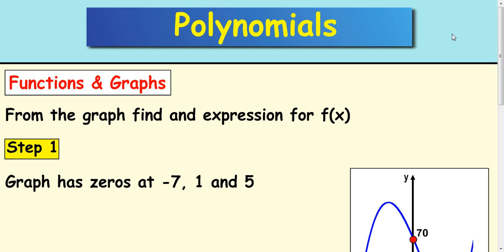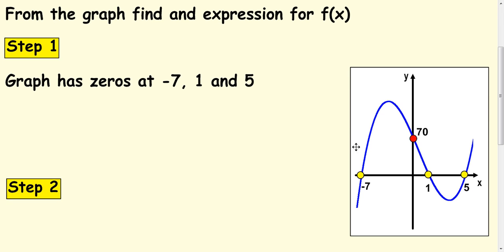This is another example of finding an expression for f of x from the graph. This time we're going to look at a cubic function, and this crosses the x-axis at 3 points, so we have 3 roots. We're also given a point where it cuts the y-axis, a y-intercept.